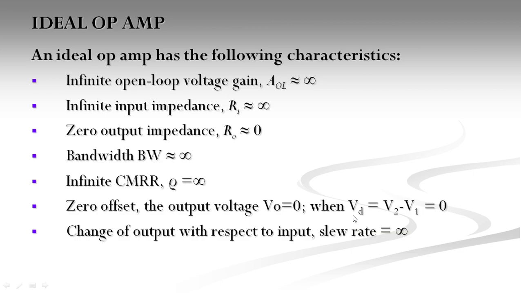That is, the differential input voltage, given by the difference between the two input voltages, V2 minus V1, must be 0. And the last one is the slew rate of the ideal operational amplifier, which will be infinite. A slew rate is nothing but the change of the output with respect to the input.